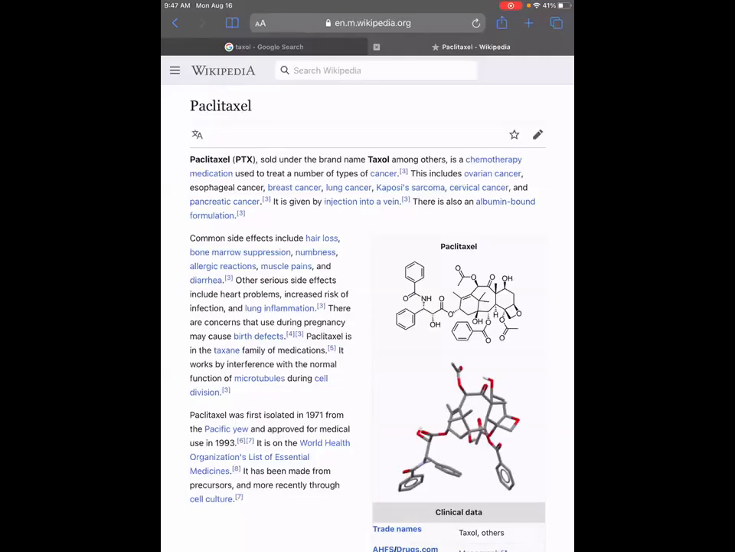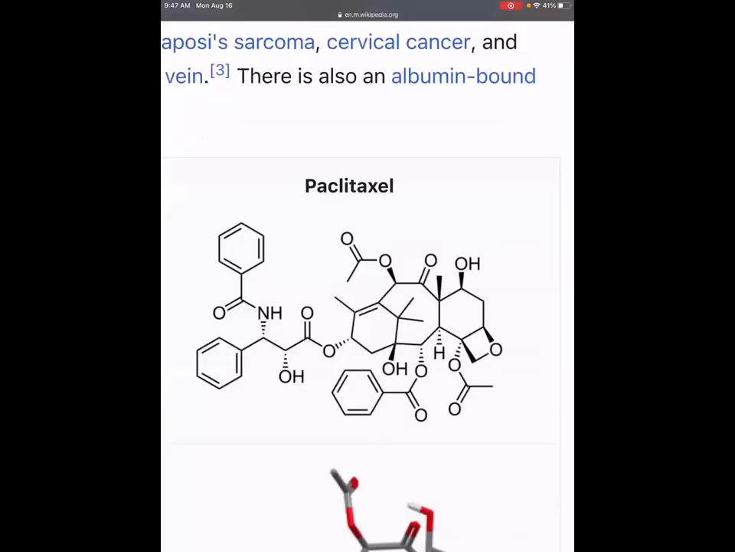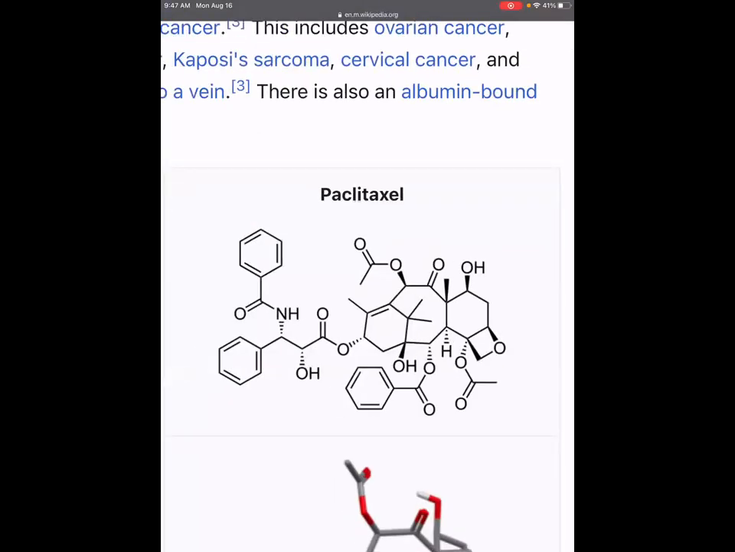Can y'all see this molecule right here, paclitaxel? This is Taxol, and it's extracted from the bark of the Pacific yew tree. It's one of the first lines of defense against several different types of cancer.